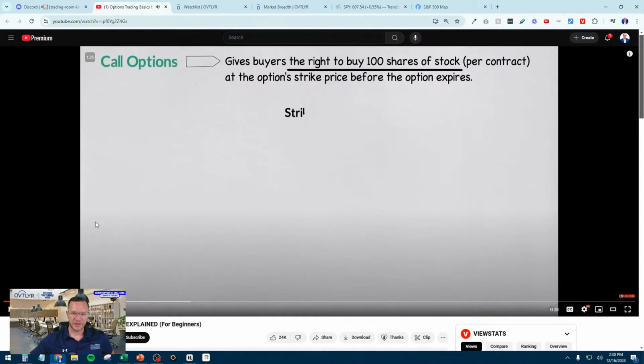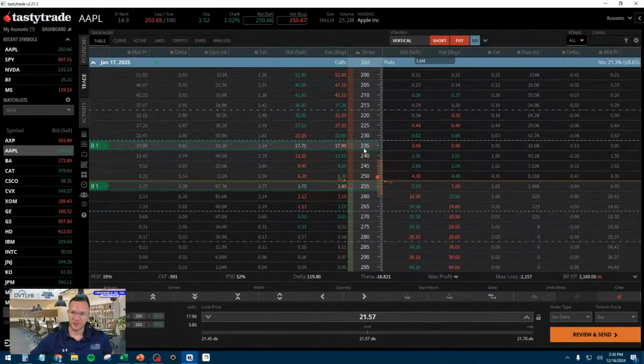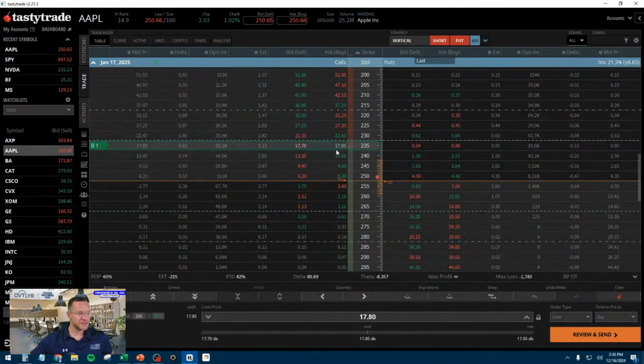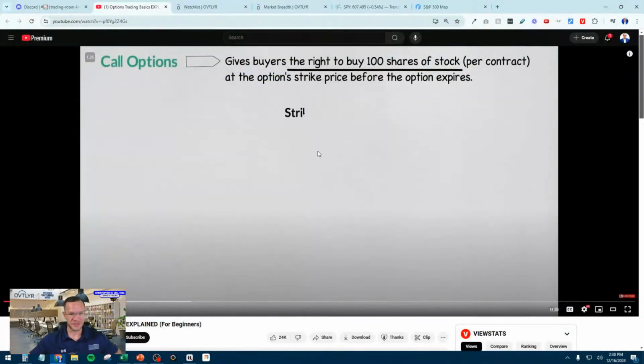I've heard people liken this to coupons, right? So for example, I can buy 100 shares of Apple for $17.80 rather than $235, right? It's essentially a coupon for a huge discount. That's a good representation of that.